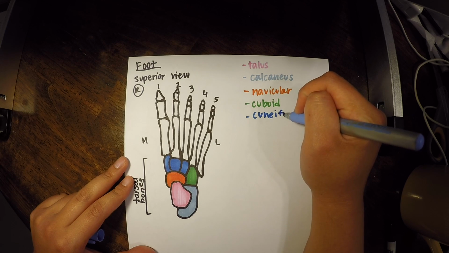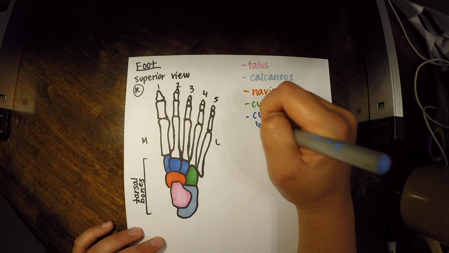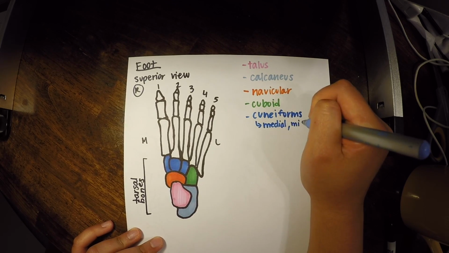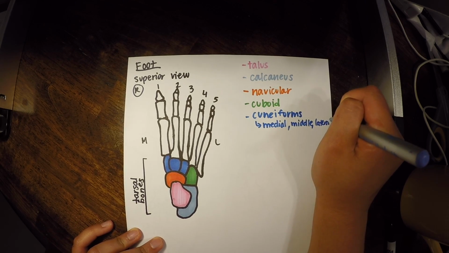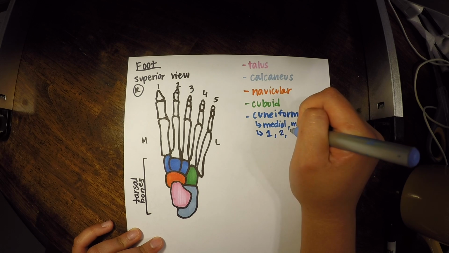Cuneiforms. And then I'll just say medial, middle, and lateral, or 1, 2, and 3.